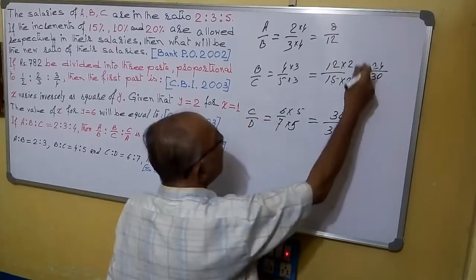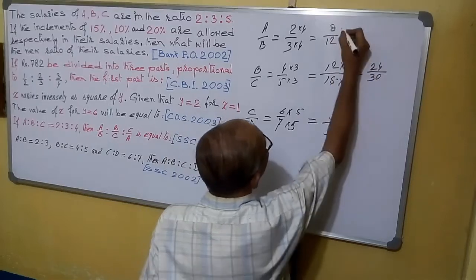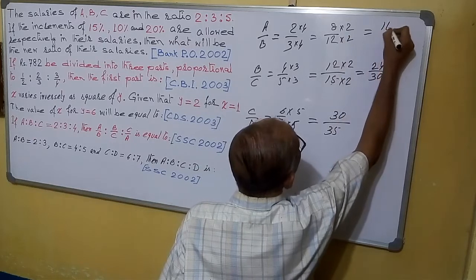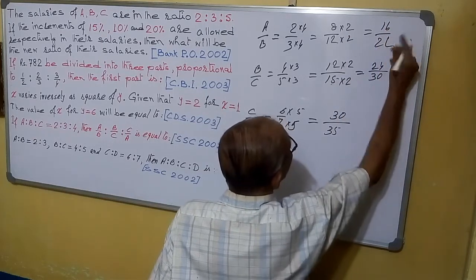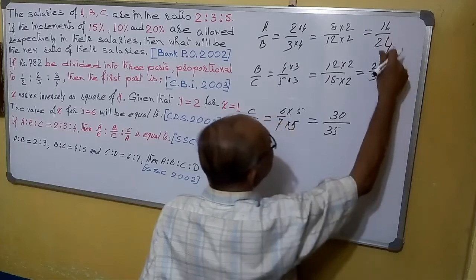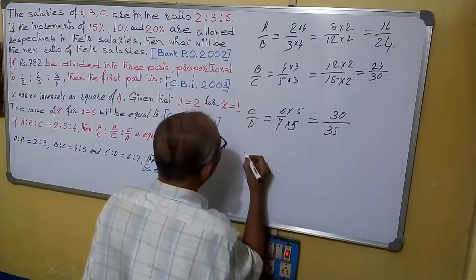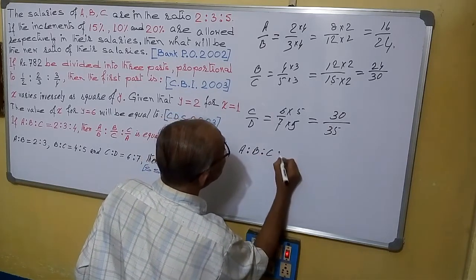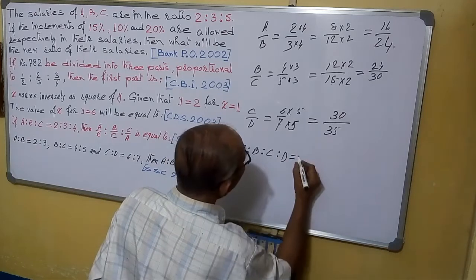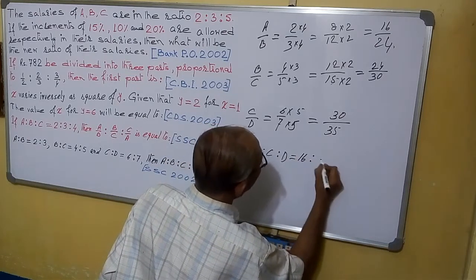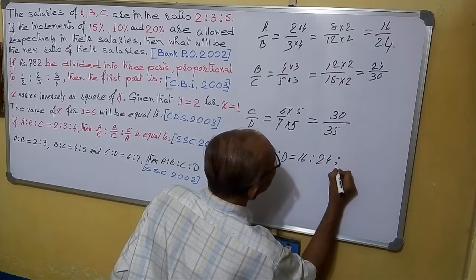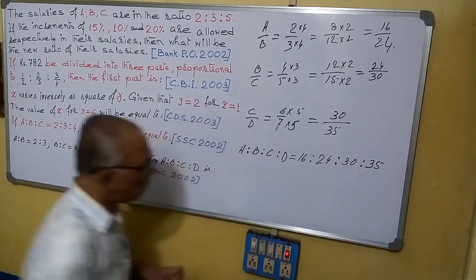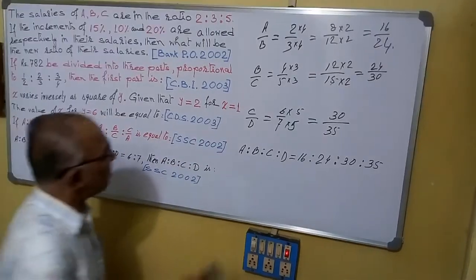Now these two are equal. Again these two become unequal. Multiply by 2. So it is now 16 by 24. Now see, these two are equal, these two are equal. Then you can write A is to B is to C is to D equals 16 is to 24 is to 30 is to 35. In this way, we can do these sums.